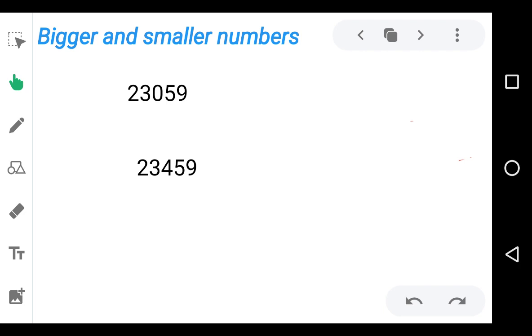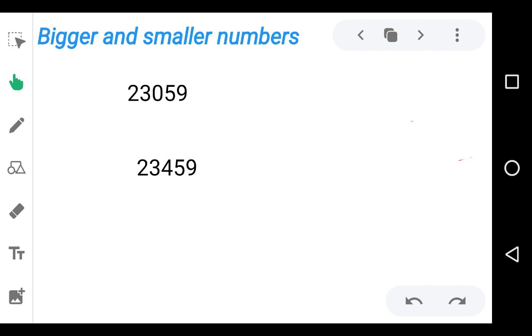See, when we compare 5-digit numbers for finding which number is bigger or smaller, first we see the digit of the 10,000 place. If they are same, then we see the 1000 digit. If they are same, then we see the 100 place and so on.